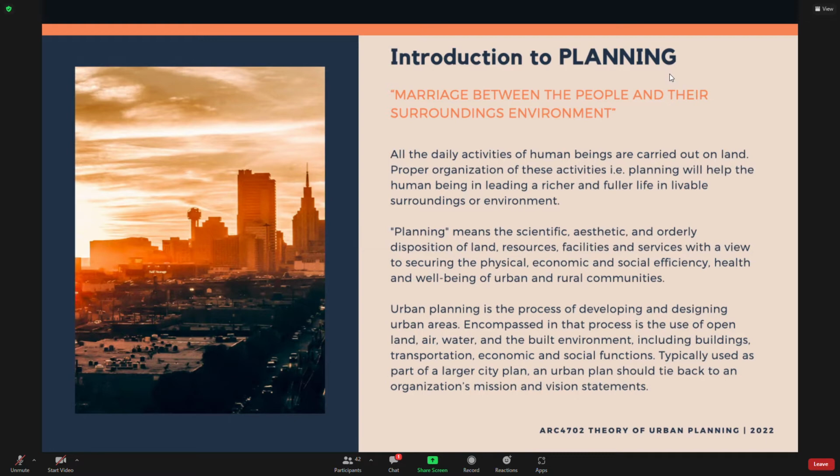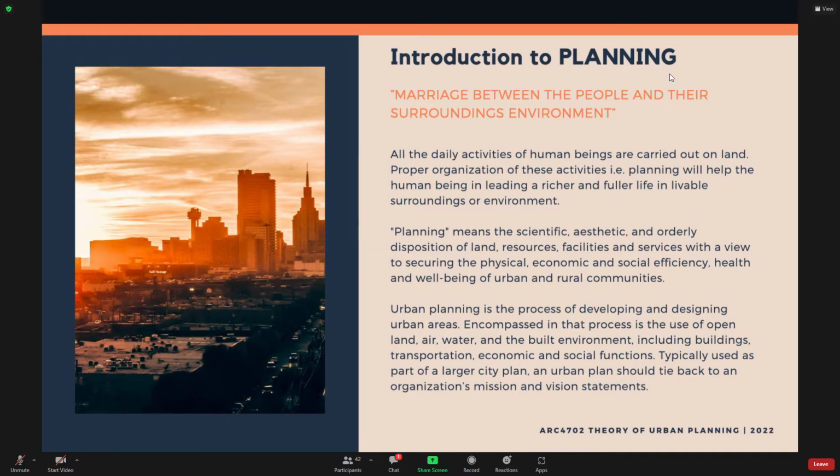We always call them PBT, Pihak Berkuasa Tempatan. So that is our local authorities. PBT is the Majlis Perbandaran, Majlis Daerah, DBKL City Hall, Majlis Bandaraya. So that is all our organization. So it should tie back to an organization's mission and vision statement.